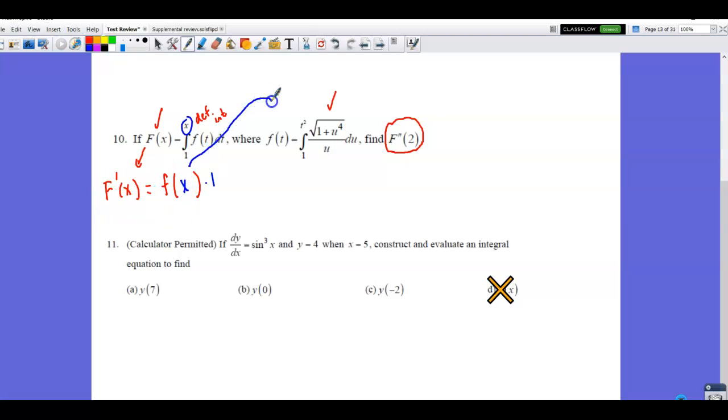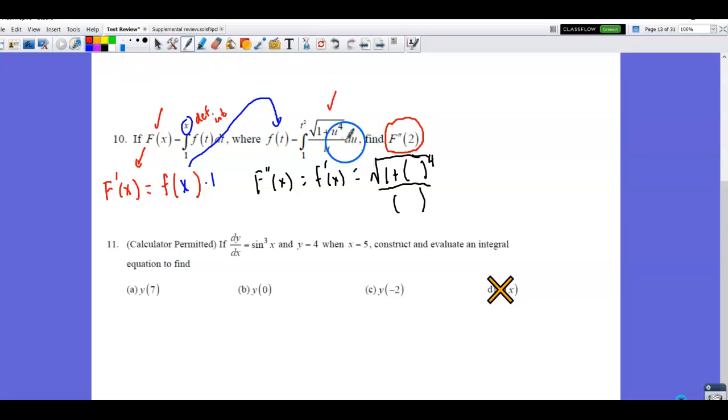So F prime, the first derivative of big F, is little f. Little f is right here. So now I'm going to get to the second derivative of big F. I have to take the derivative, first derivative of little f. So I'm going to do FTC part 2 again. So I will take out the t, so 1 plus, or take out the u. See, that's why I told you it's a dummy variable. Take out the u this time.